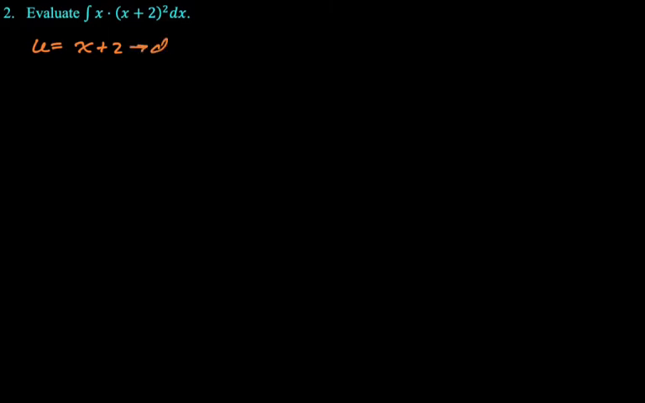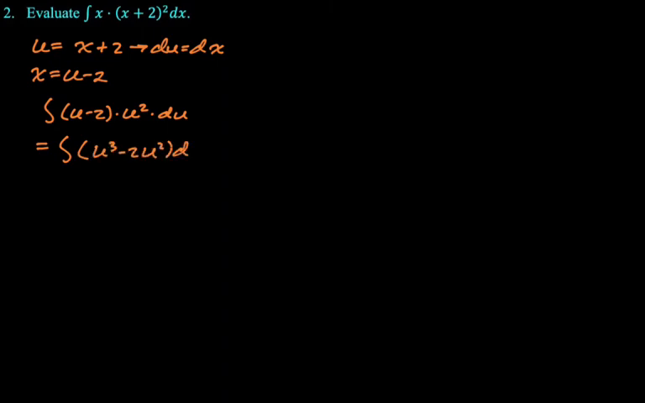In this case, du is dx. And also I need to substitute for x, so x is going to be u minus 2. Just subtract 2 from both sides of that equation. All right, so when we do our substitutions, x becomes u minus 2. x plus 2 is u, so we have u squared, and then dx is du. So we have this. I will expand this to get u cubed minus 2u squared, and then du.